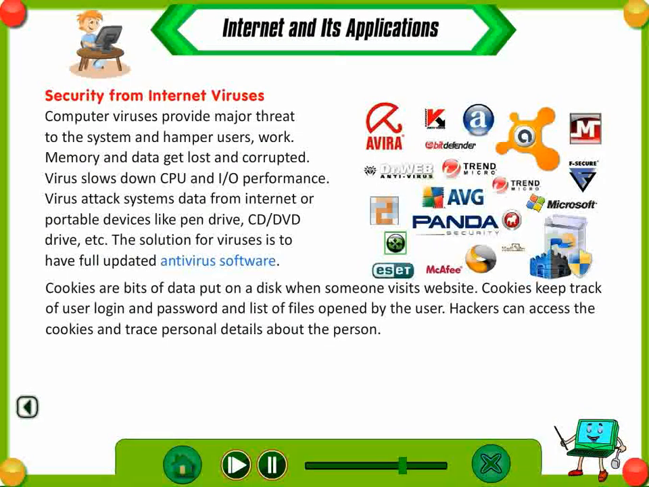Cookies are bits of data put on a disk when someone visits a website. Cookies keep track of the user's login and password and the list of files opened by the user. Hackers can access the cookies and trace personal details about the person.